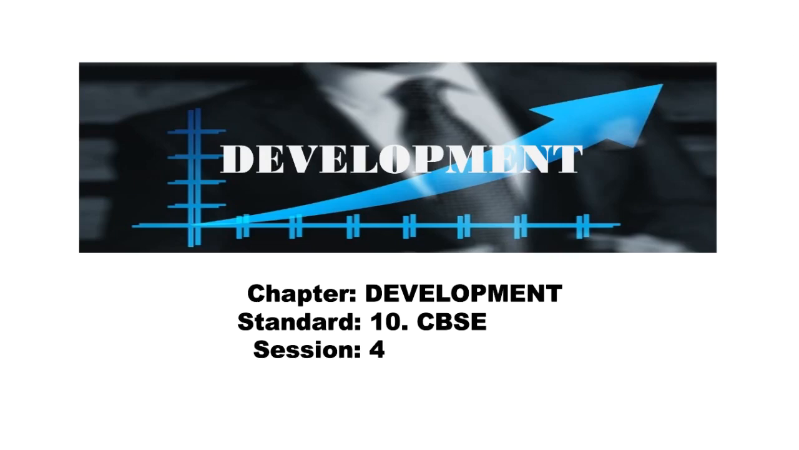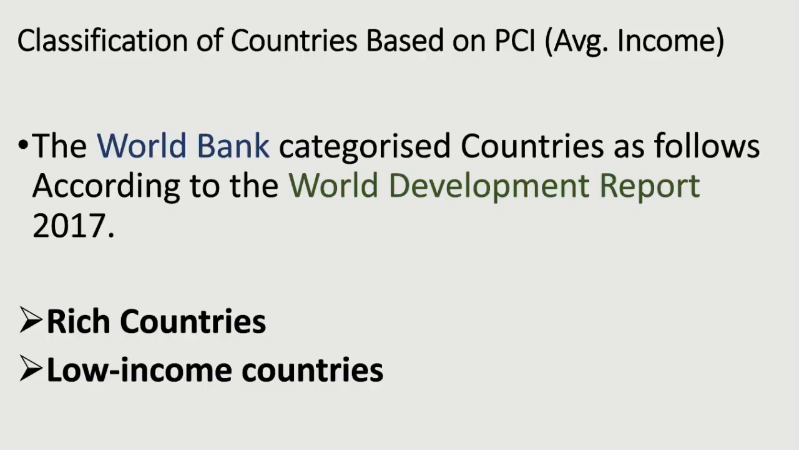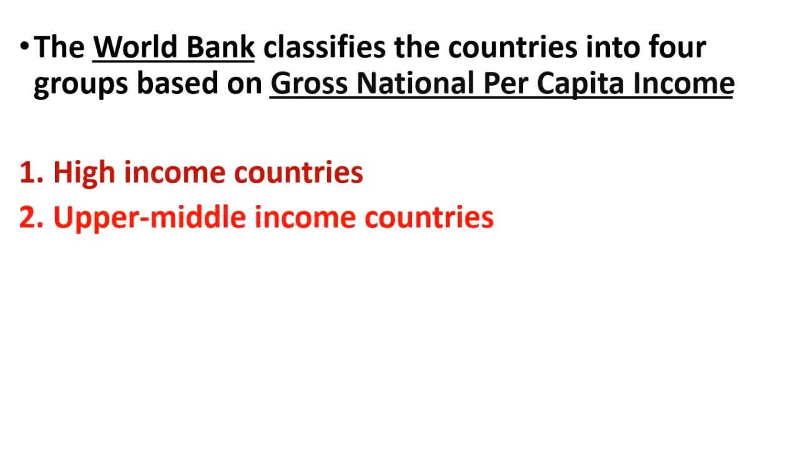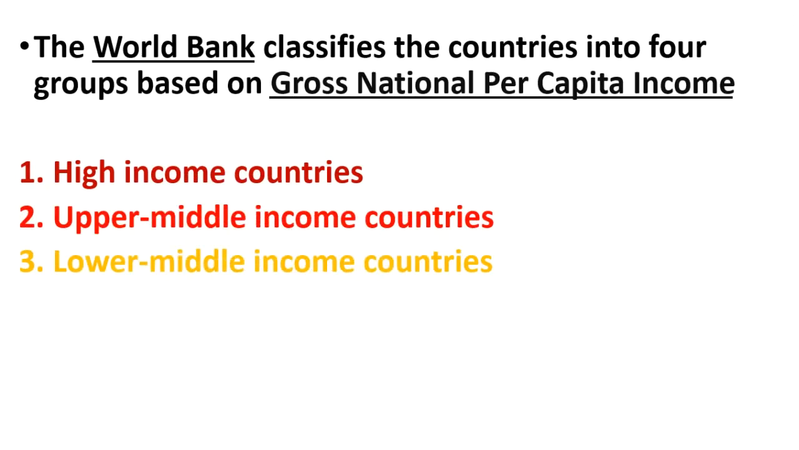We have already studied that based on per capita income, the World Bank has categorized countries into rich countries and low income countries. But actually, there are four categories by the World Bank based on gross national per capita income. They are high income countries, upper middle income countries, lower middle income countries, and low income countries. India belongs to the category of lower middle income countries.